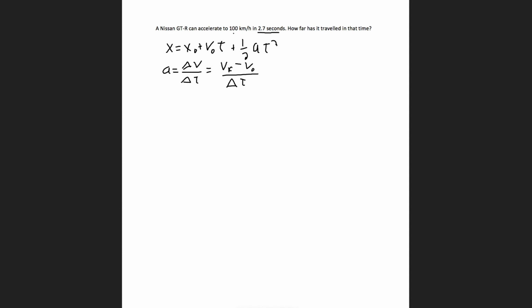Now what we need to do is to convert 100 kilometers per hour to meters per second. In order to do that, we've got a time conversion and a distance conversion. 100 kilometers per hour. We want the kilometers to go away and end up with meters. We know that there's 1,000 meters in 1 kilometer.